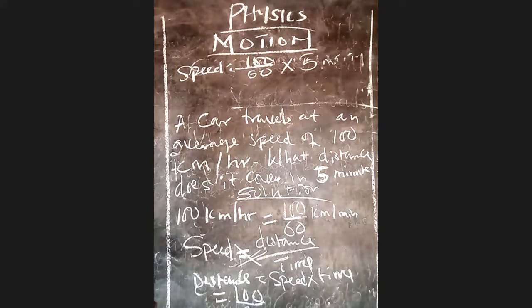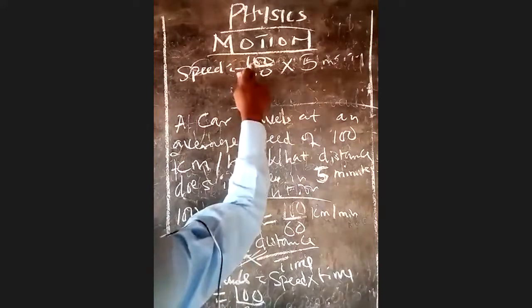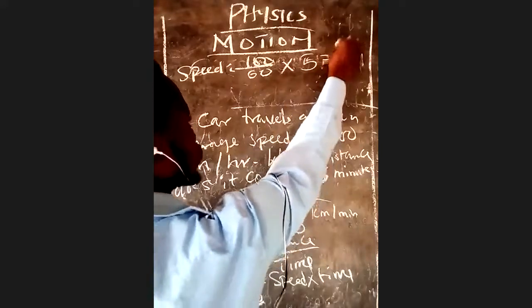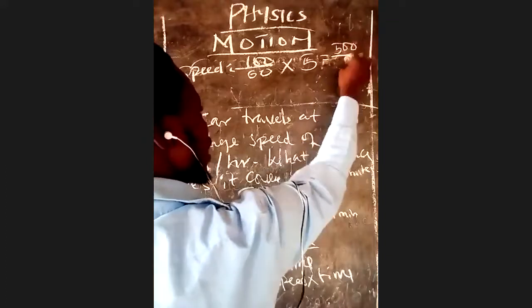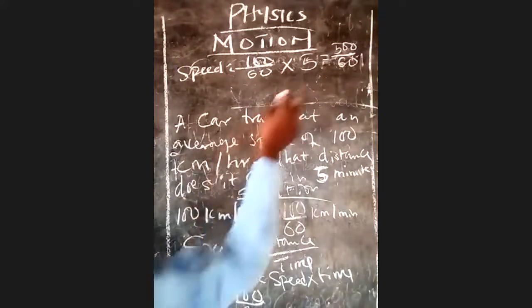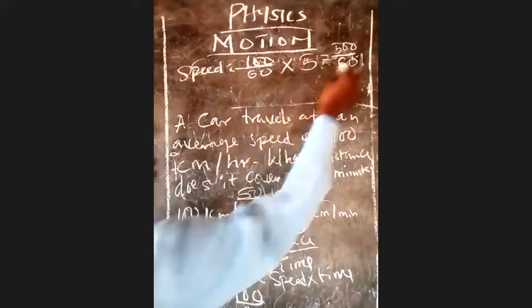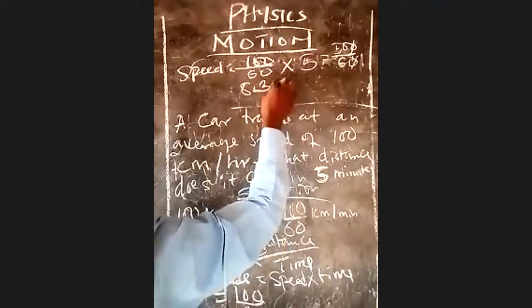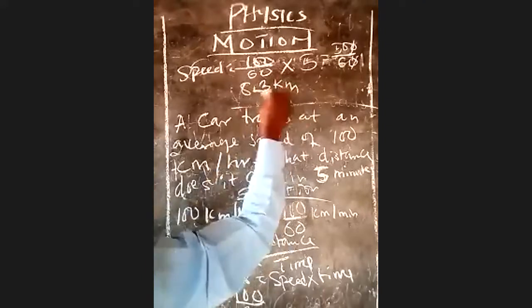So I hope you are getting me right. If we multiply 100 by 5, we will get 500. So this will be equal to 500 all over 60. Divided by 6, this is equal to about 8.3 kilometers.